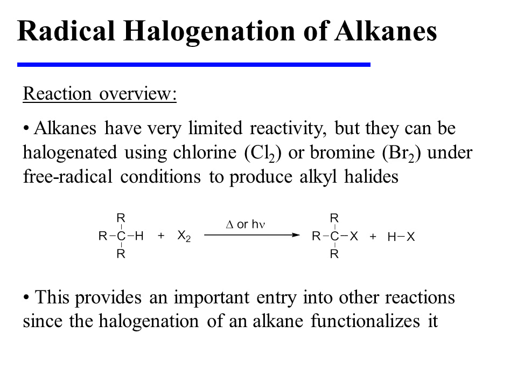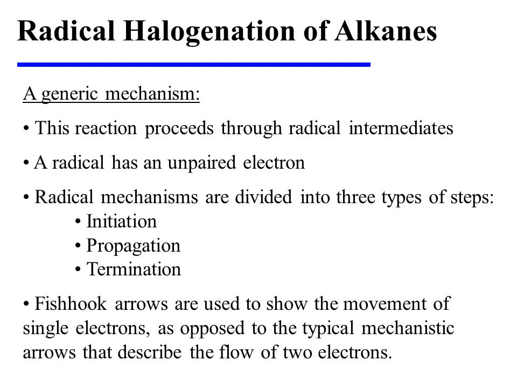Alkanes have fairly limited reactivity, but they can be halogenated using chlorine or bromine under free radical conditions to produce alkyl halides. This provides an important entry into other reactions because the halogenation of the alkane functionalizes it. This reaction proceeds through radical intermediates. A radical is a species with an unpaired electron.